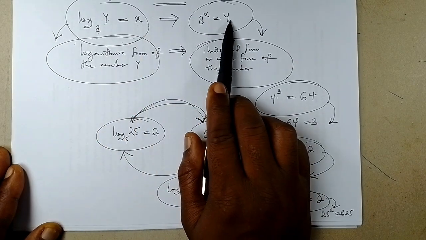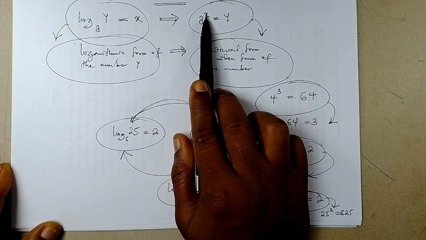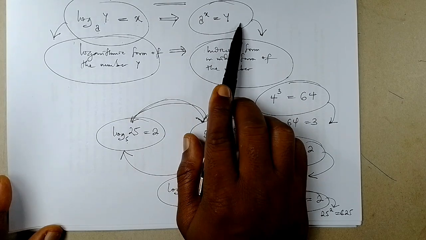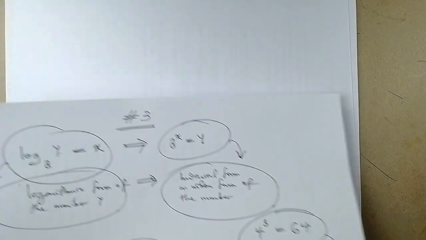And the index form of y is an expression like this, such that a, the base, carries an exponent x, such that a multiplying itself x times will give y. So please take note of that, and let us move over to number 4.